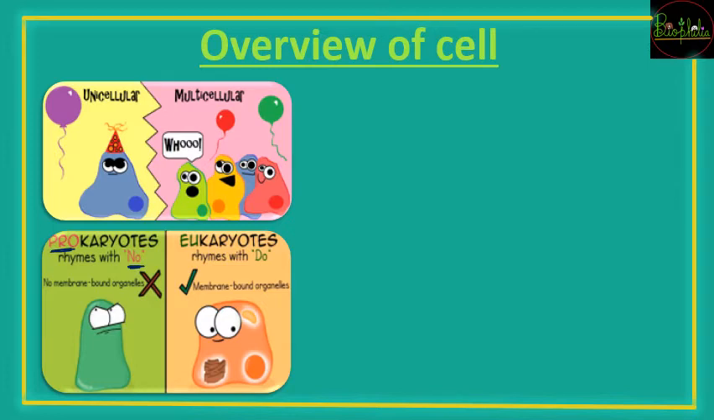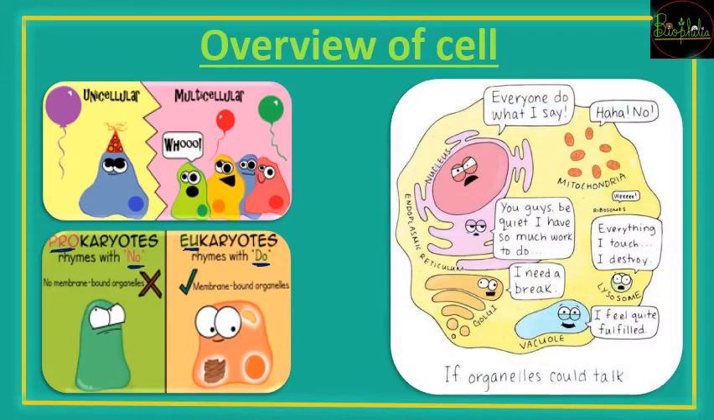Ab jaise unme bhi development hua then the formation of eukaryotes come. So eu is rhyming with do, that means they do have membrane bound organelles, they have membrane bound nucleus and these are going to be the advanced type of cells. So prokaryotes kaun se hote? Prokaryotes are generally the protozoans or they are going to be your bacteria. So bacteria jo hote hai they come under prokaryotes aur eukaryotes mein kaun aata hai? The animal cells, plant cells, all these are going to come under fungi, all those are nothing but eukaryotic cells.